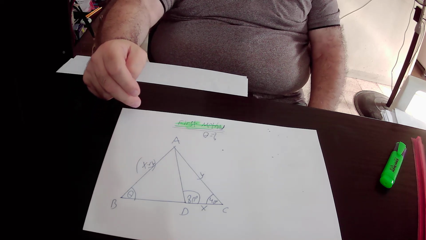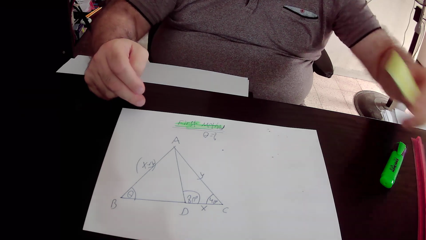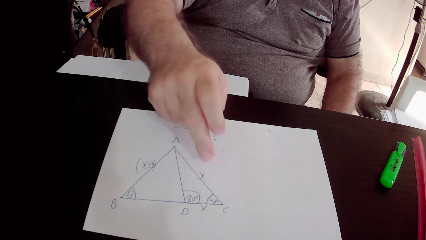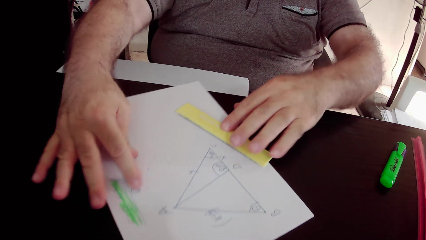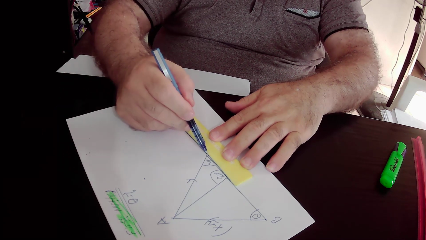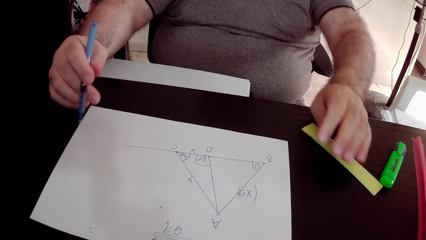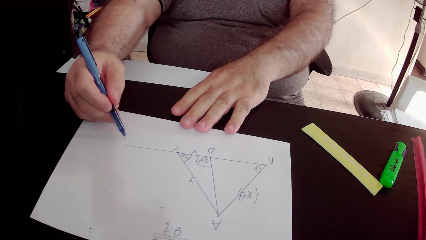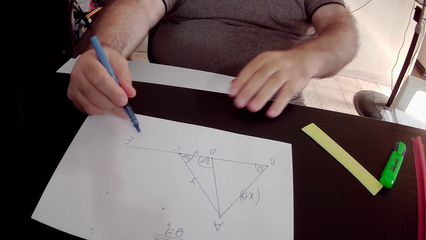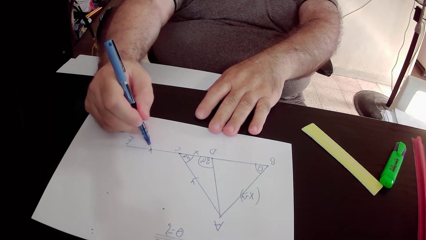Okay, so in the first step, we will do a construction. We will extend side BC by Y units. So here we define this point as point E. So actually here CE equals Y units according to our construction.